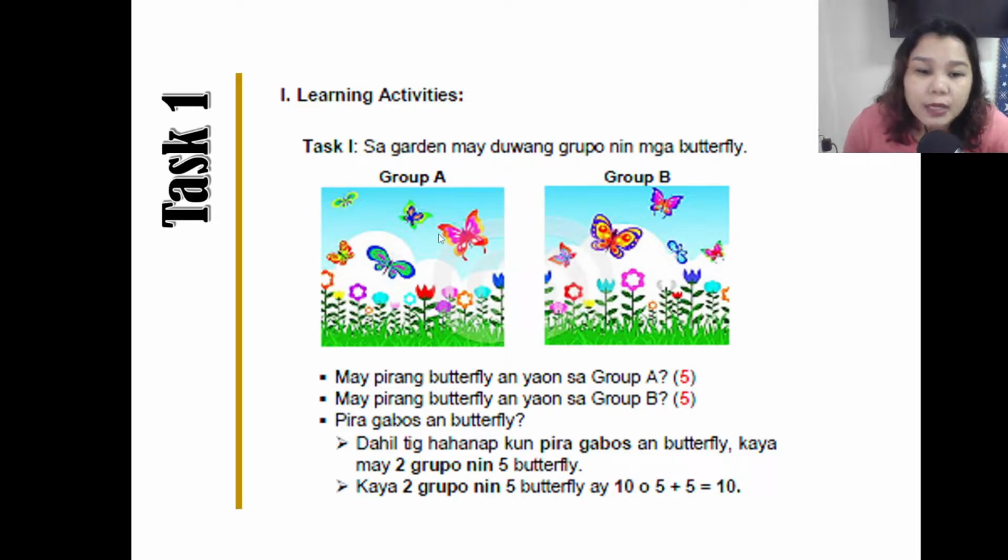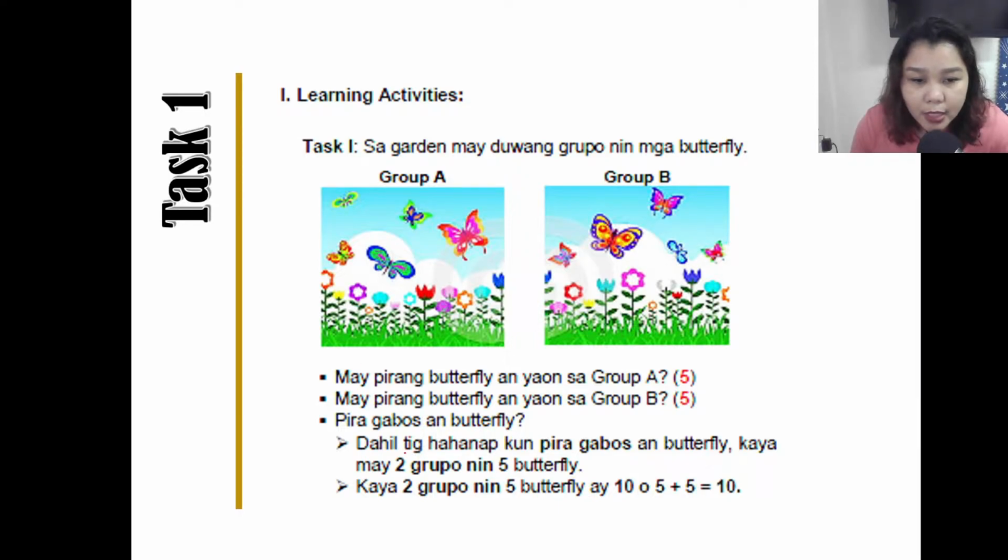So, pirang butterfly ang yaon sa group A? We have 5. Tama ang answer. Pirang butterfly anyaon sa group B? Also 5. So, pira gabos an butterfly? If we're going to count, dahil tatanungon kung pira gabos ang butterfly, kaya igwa ni duwang grupo ni 5 butterfly. Where can we see this one?